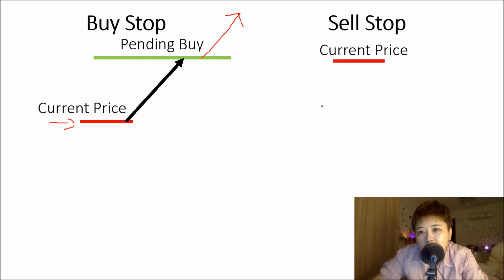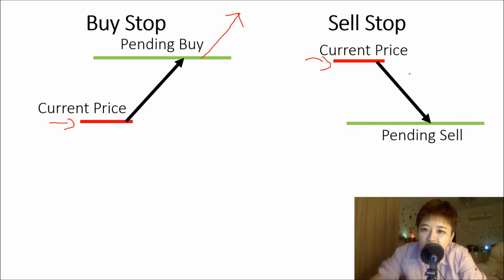And hopefully when the trade is executed, the price is going to continue to go up so that you can make money. And when you set a sell stop, you want to sell at a lower price, so you set a sell stop below, and hopefully the price is going to come down, execute your trade. Later on, the price hopefully is going to continue to go down so that you make money. So this is for entry orders.